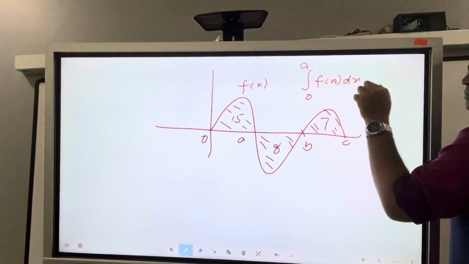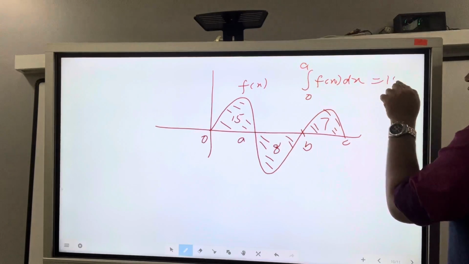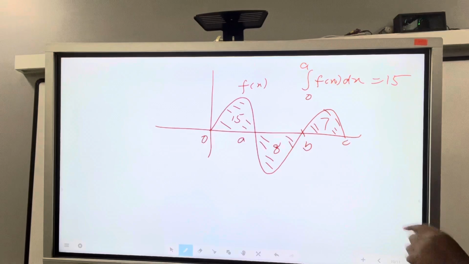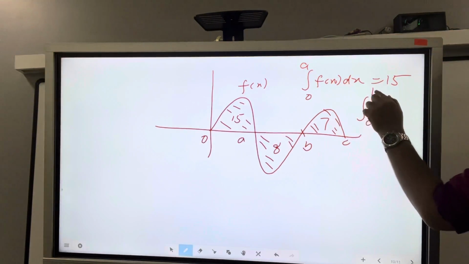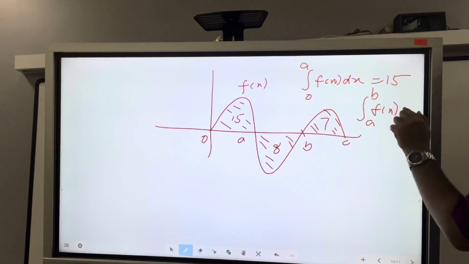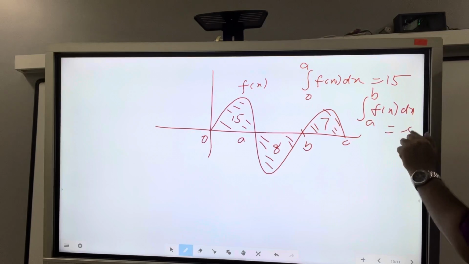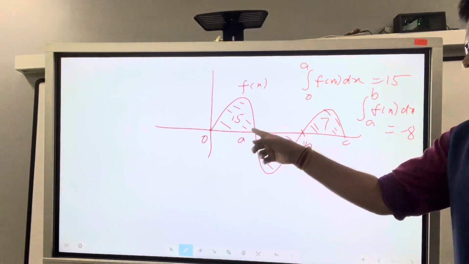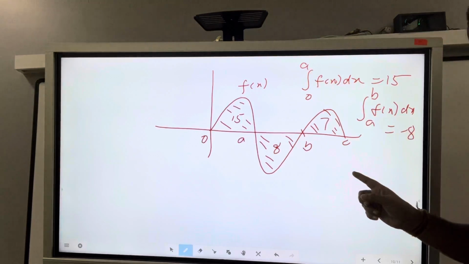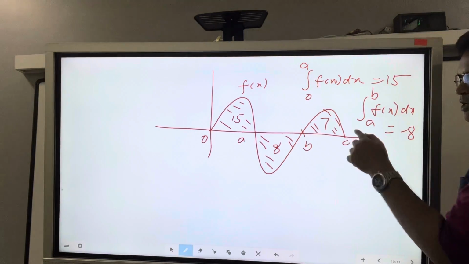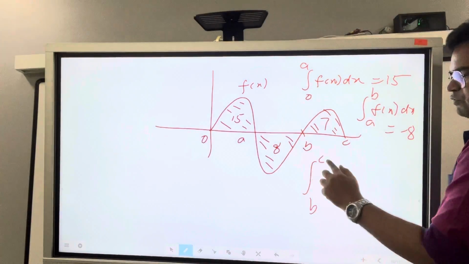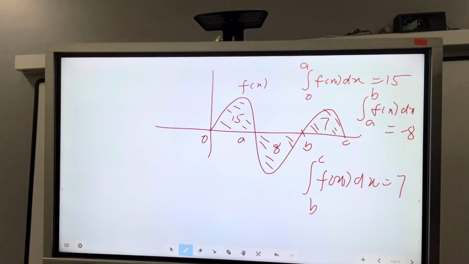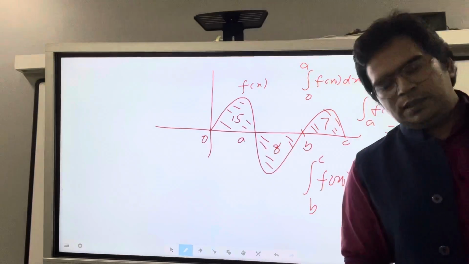If I integrate from 0 to a of f of x, that's going to be 15 straight away because it's above the x-axis. But if I integrate from a to b of f of x, this answer is going to be -8 because this is below the x-axis. Any integration that you calculate from a to b below the x-axis is going to be negative. Similarly, from b to c. Lots of times the confusion comes because they don't understand how this positive negative system works.